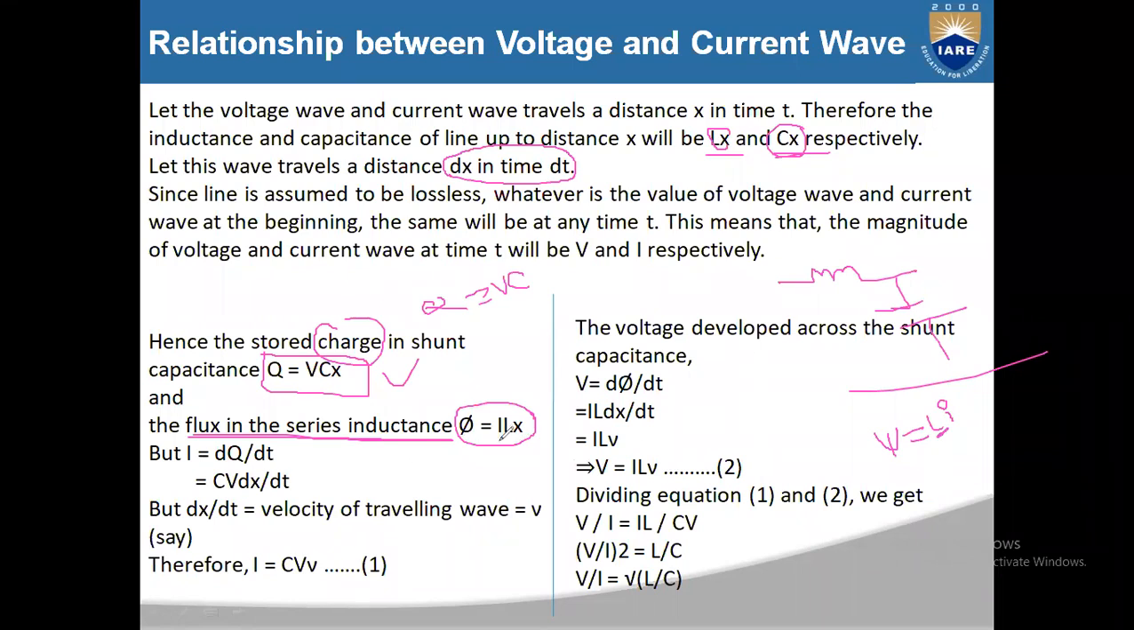But you know that current I = dq/dt, since by definition current is the rate of change of charge. Now in place of q, I write v into Cx. Then current I will be equal to Cv into dx/dt. Here x is nothing but distance, and when distance is differentiated with respect to time, it becomes velocity. So dx/dt is the velocity of the traveling wave. Let us represent this velocity by small v. Then I can be written as I = Cv times small v, where this is the velocity of the traveling wave.